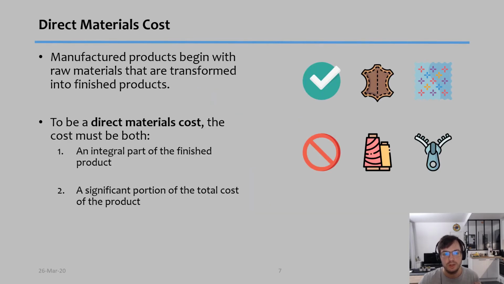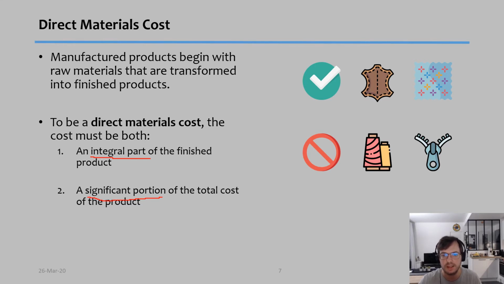To give a little more detail on direct material costs: manufactured products always begin with raw materials, and those raw materials will be transformed into a finished product. In this case, leather and lining will go into creating a purse. But to be called a direct material cost, the cost must meet two conditions. Number one, it must be an integral part of the finished product, and it also must be a significant portion of the total cost of the product.